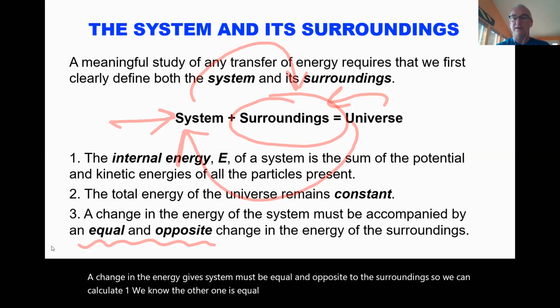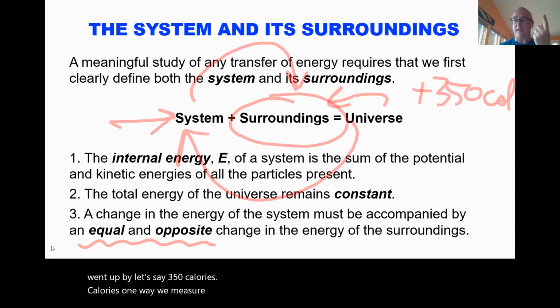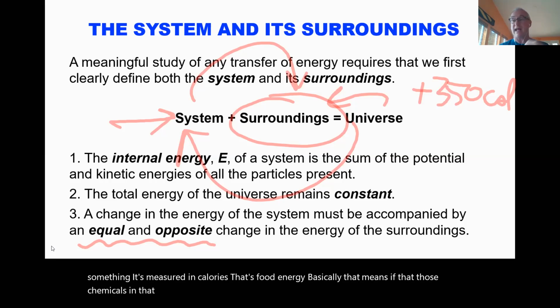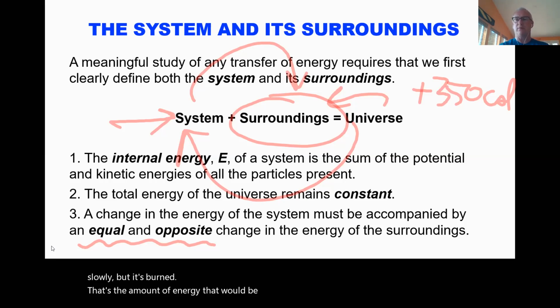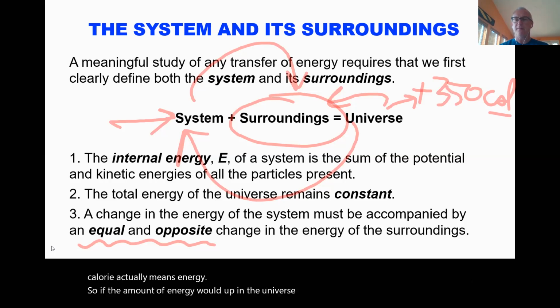So if I say the surroundings energy went up by, let's say, 350 calories. Calorie is one way we measure heat. Actually, that's why when you eat something, it's measured in calories. That's food energy. Basically, that means if those chemicals in that food were burned, and that's what happens inside your body, it's burned very slowly, but it's burned. That's the amount of energy that would be released when you burned it. And so that's where the calorie actually means energy. So if the amount of energy went up in the universe by 350, how much did the energy of the system change?